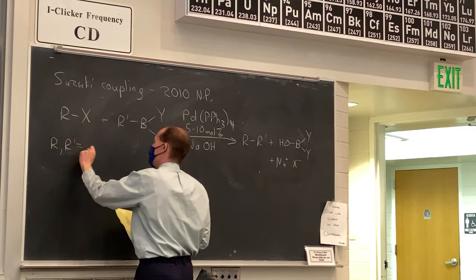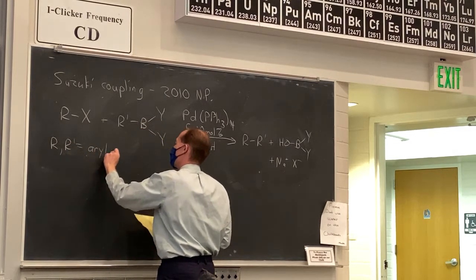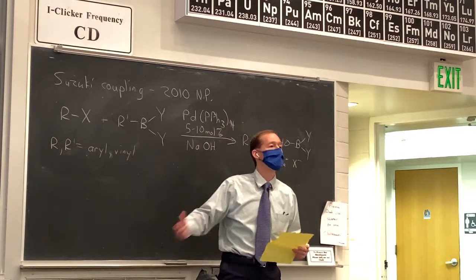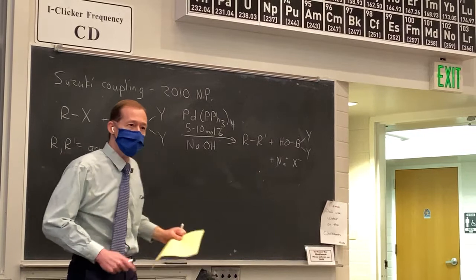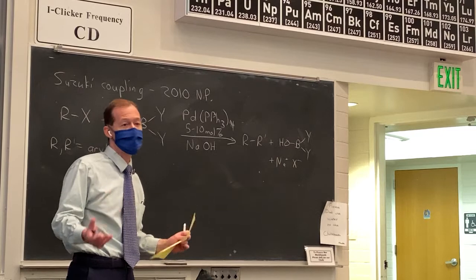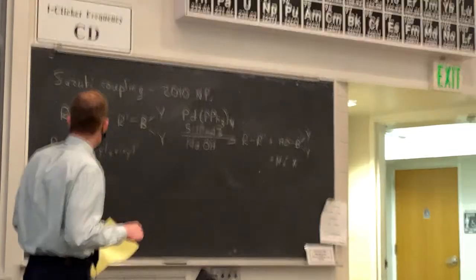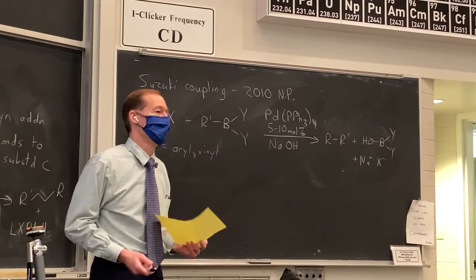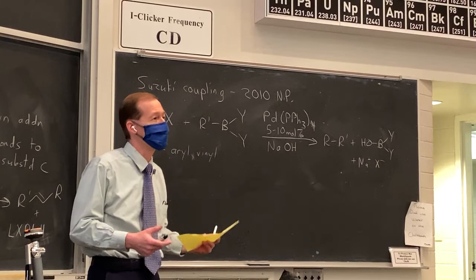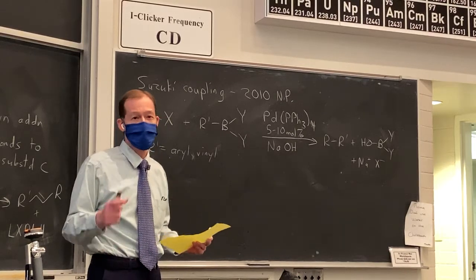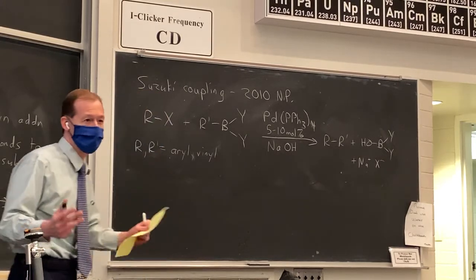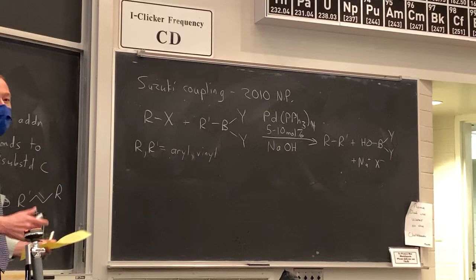R and R prime are going to be either aryl or vinyl groups. They're generally not going to be alkyl groups. Now, there are more modern versions of the Suzuki coupling that have been developed more recently that will allow you to use alkyl groups in some circumstances. So if you're coming across Suzuki couplings as you're looking for your paper for the synthesis assignment, you might find some versions that use alkyl groups. So they exist, but the classical version of the reaction, which is what we're learning now, uses aryl or vinyl groups.